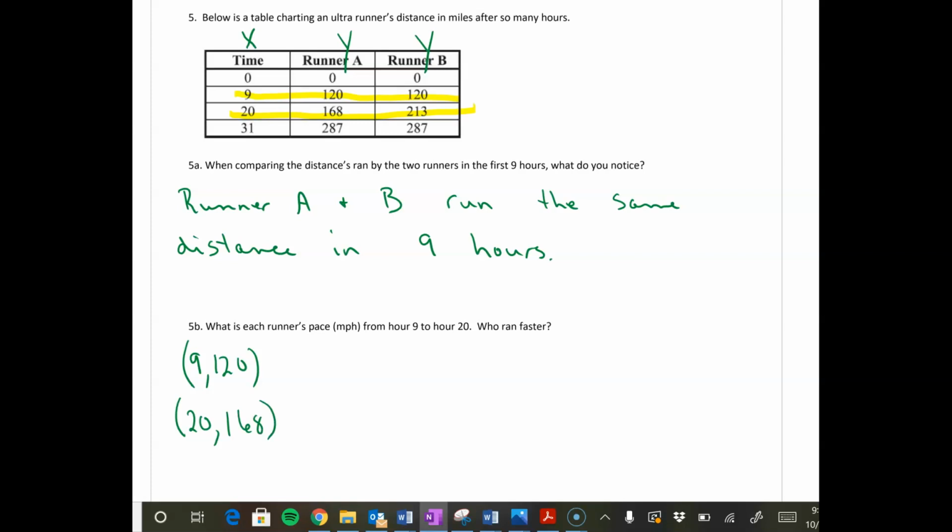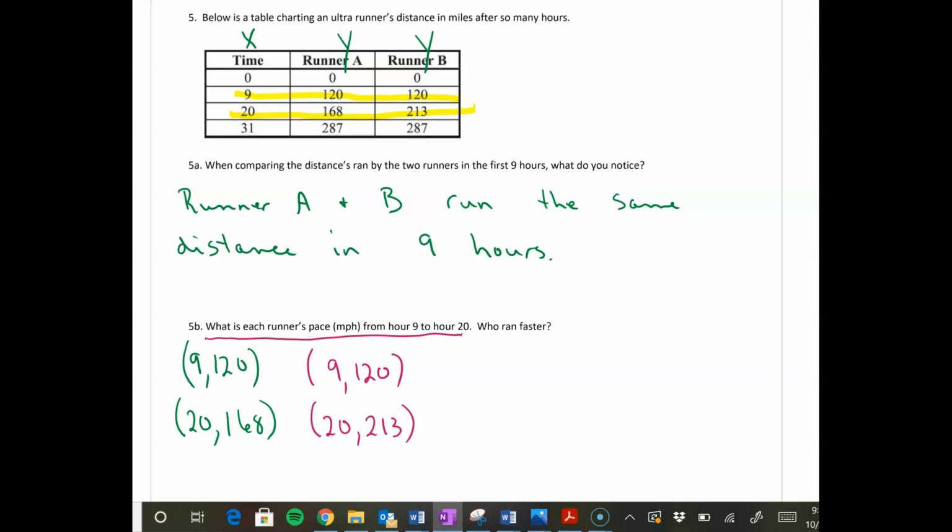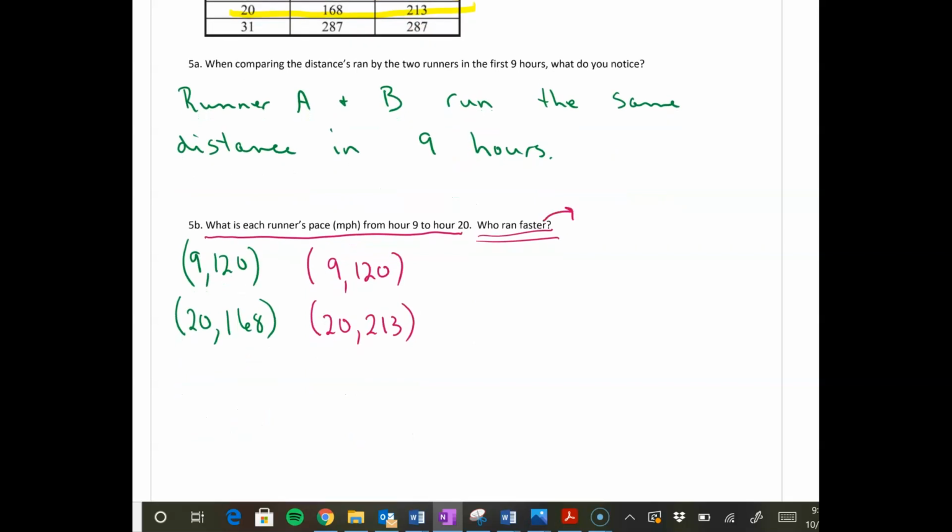And then for runner B, let's put him in a different color. Runner B will be at 9 hours at 120, and at 20 hours, 213 miles. So what is each runner's pace? We're going to answer this question first, and then we're going to answer who ran faster. Well, I can already see who ran faster. Runner B ran faster because runner A only got to 168 miles and runner B got to 213. So I already know who ran faster. That's obviously runner B, who ran the fastest.